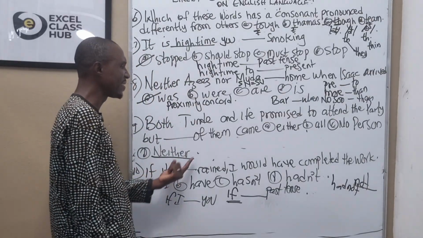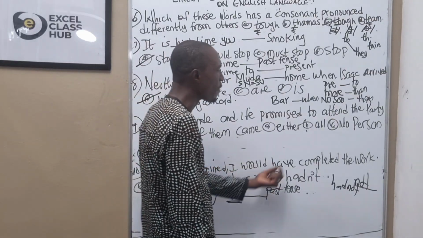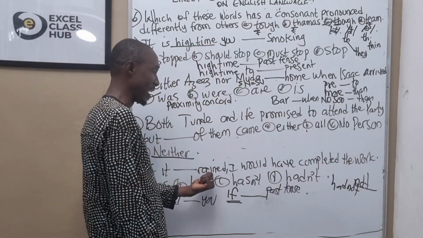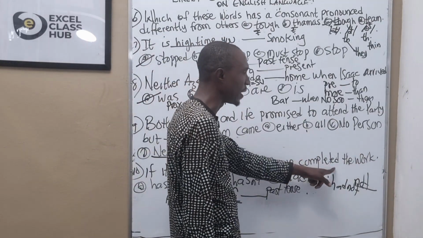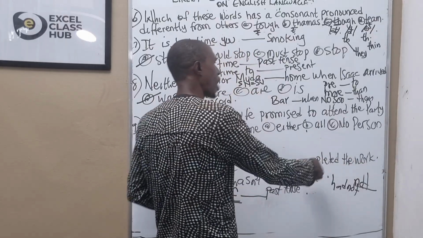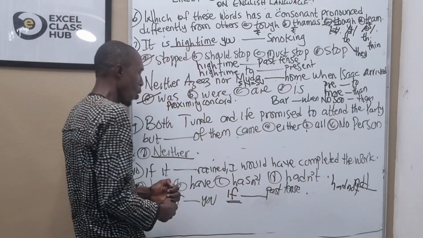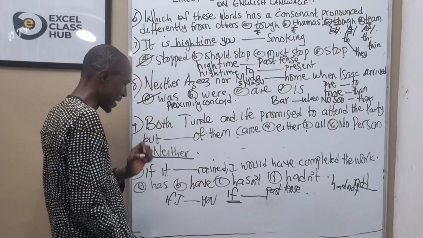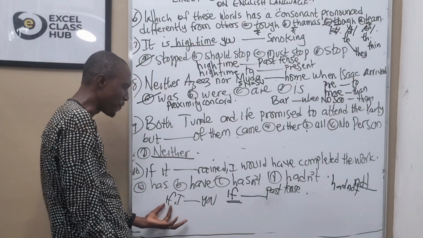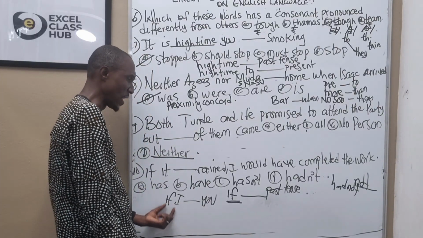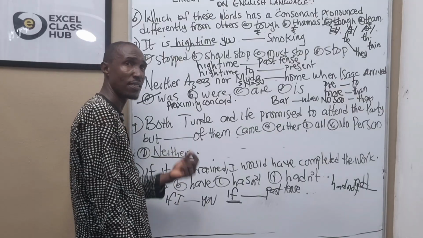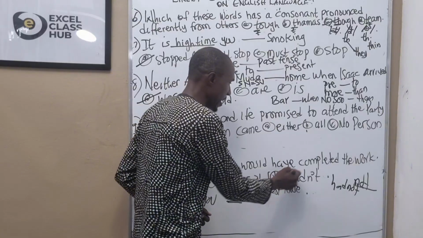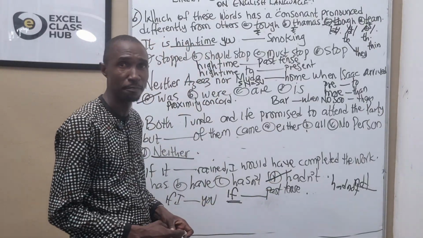So the answer is: if it hadn't rained, I would have completed the work. So what stopped the work from being completed was the rain. So take note of that, that whenever the word "if" is mostly used in a sentence, it goes with past tense. So in this question, the correct answer is option D.